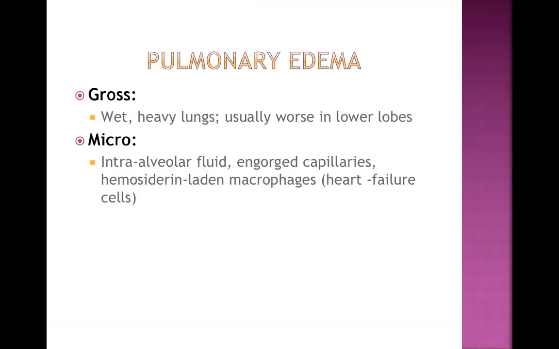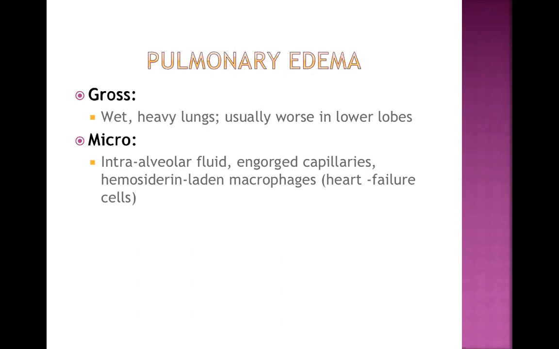Now we are talking about a pathology lecture here. So gross and microscopic morphology are a very big part of pathology discussion. So how the lung looks in gross examination and microscopic examination. In gross examination, the lungs look heavy. They are wet, and the heaviness is usually worse in the lower lobe naturally because liquid always goes distally. And regarding the microscopic feature, there are heart failure cells.